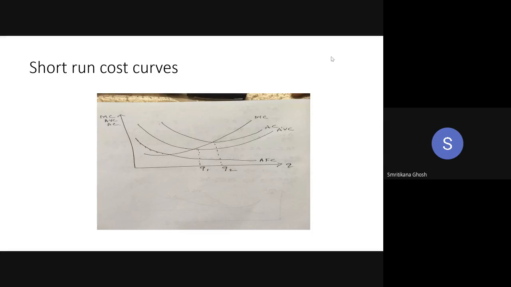Basically, we need these 4 lines. Actually, specifically, we need these 3 lines. AFC is not used so much. We are not using the AFC curve so much. But anyway, these are the set.